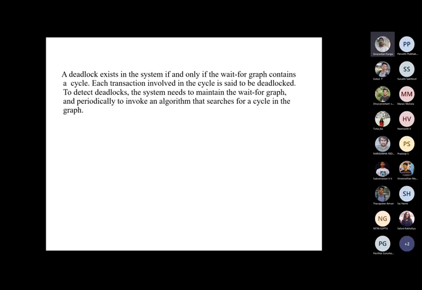A deadlock exists in the system only if the wait-for graph contains a cycle. So you represent the information in the form of a wait-for graph, and if the wait-for graph contains a cycle, we say that the transactions are deadlocked. Else we say that all the transactions can proceed without any conflicts.